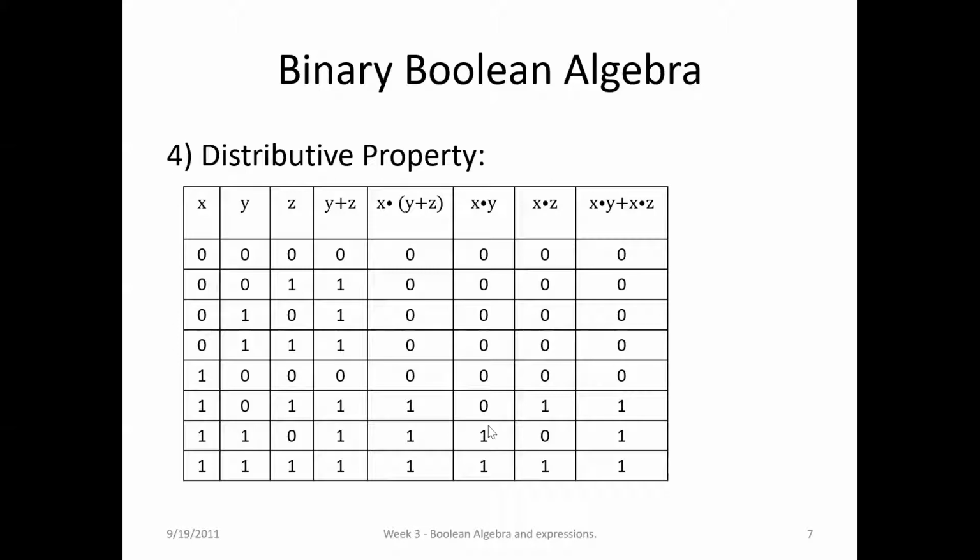Now we are going to add these columns. Up to here, both entries are 0, so the output is 0. Here, there is at least a 1 on one of the inputs, so the output is a 1. Now when you compare this column with this column, they are one and the same. So we say that x dot (y plus z) is x dot y plus x dot z.